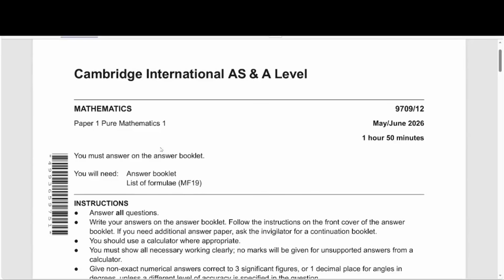So pure mathematics paper 1, 2, May, June 2026. So let's start off.